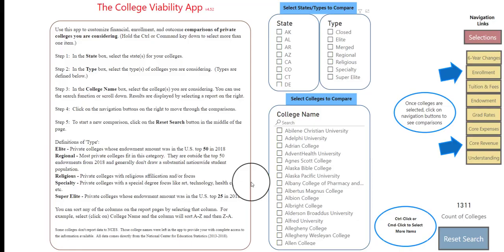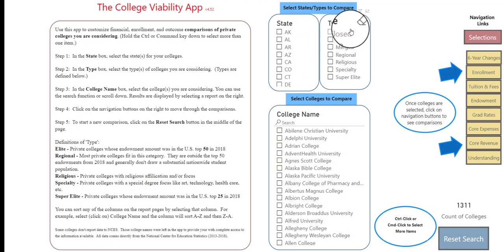This is a tutorial for the College Viability app. Instructions are on the left-hand side of the home screen. Users can select different private colleges by state, and all 50 states are shown.